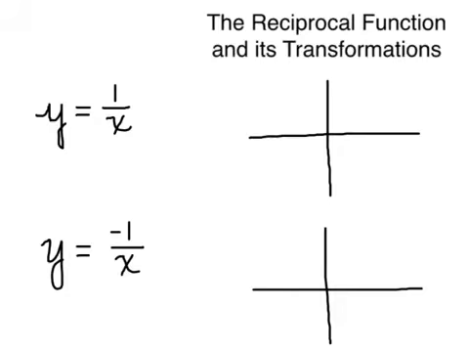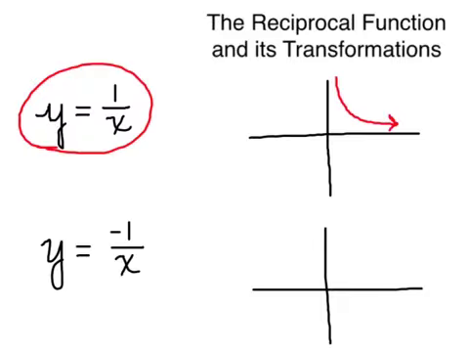The reciprocal function is y equals 1 over x. That would be the parent function. And what it looks like is generally it's curved and it hugs the x and y axes, and it's also in quadrant 1 and quadrant 3. That's what the normal parent reciprocal function is.